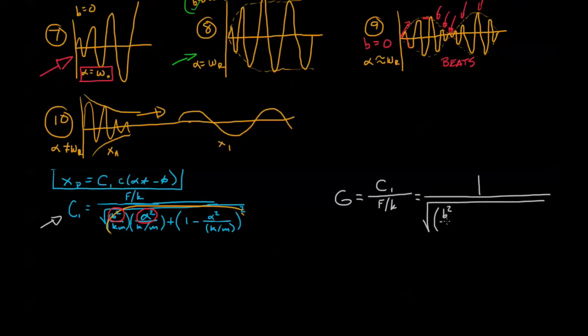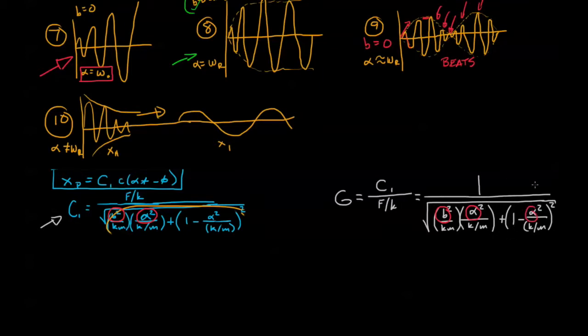b squared over km times alpha squared over k over m plus 1 minus alpha squared over k over m squared. And we can see from looking at this that there's some sort of funky thing going on between b, which is our damping, and alpha, which is our driving frequency.